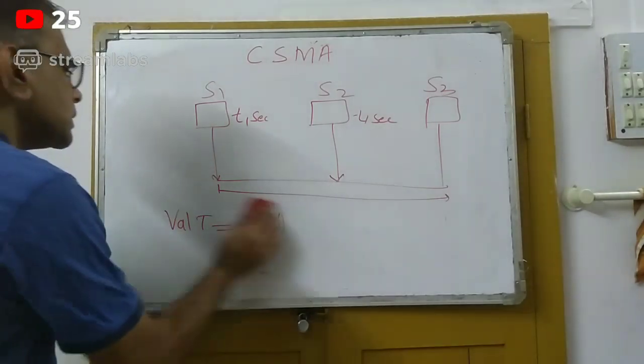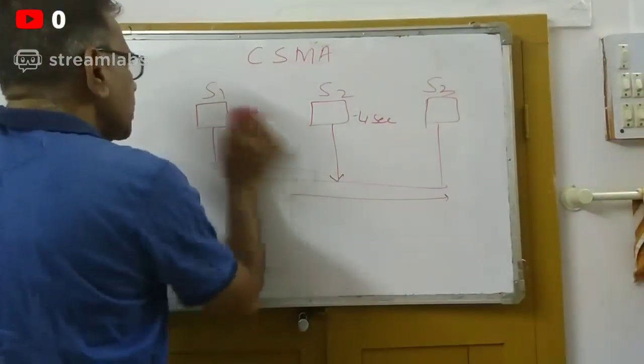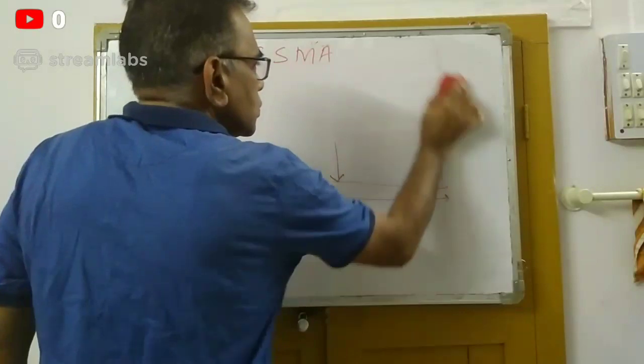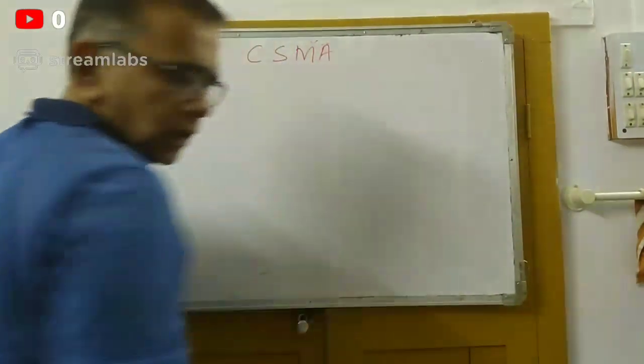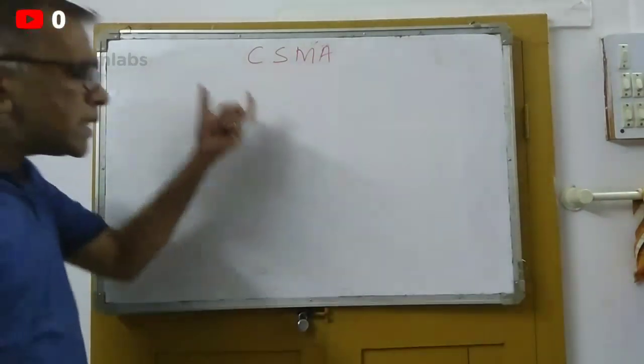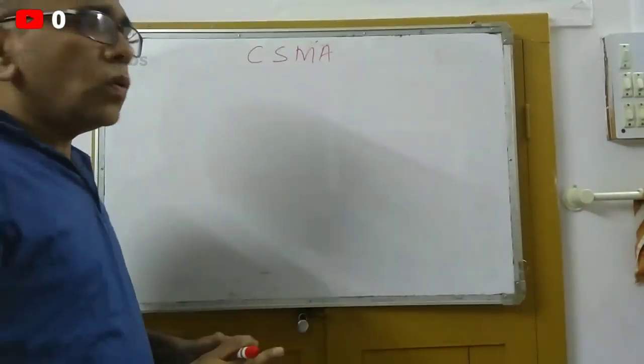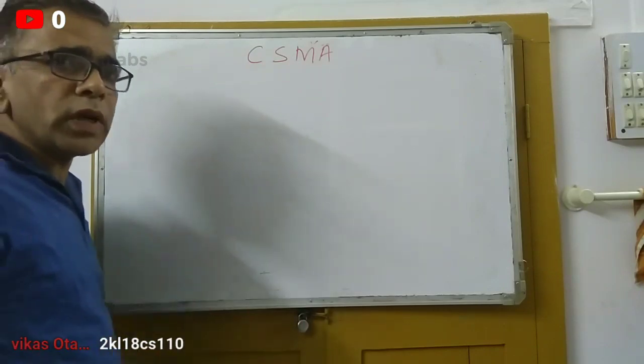Okay, so this is the case of sensing the medium and transmitting. In what way will the stations transmit? I said sense the carrier and transmit. Now I simply said transmit. How are they going to transmit?